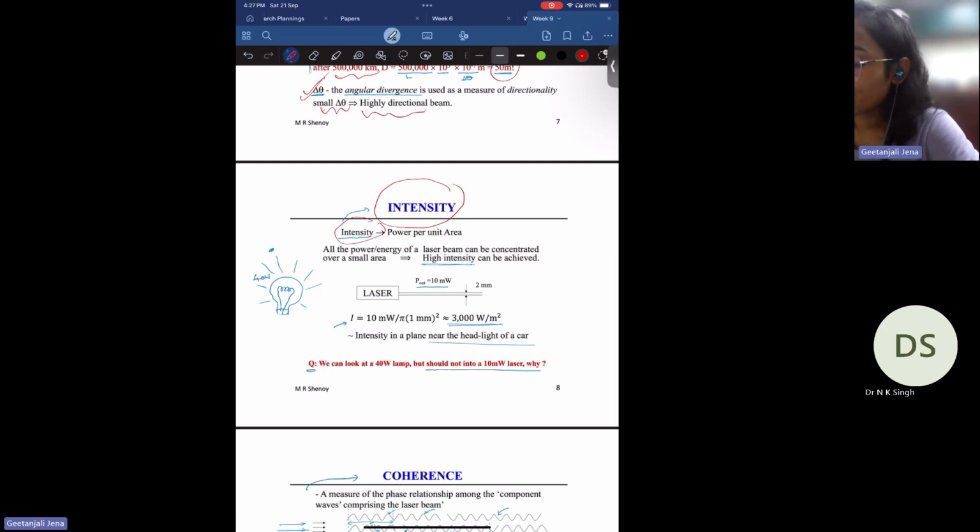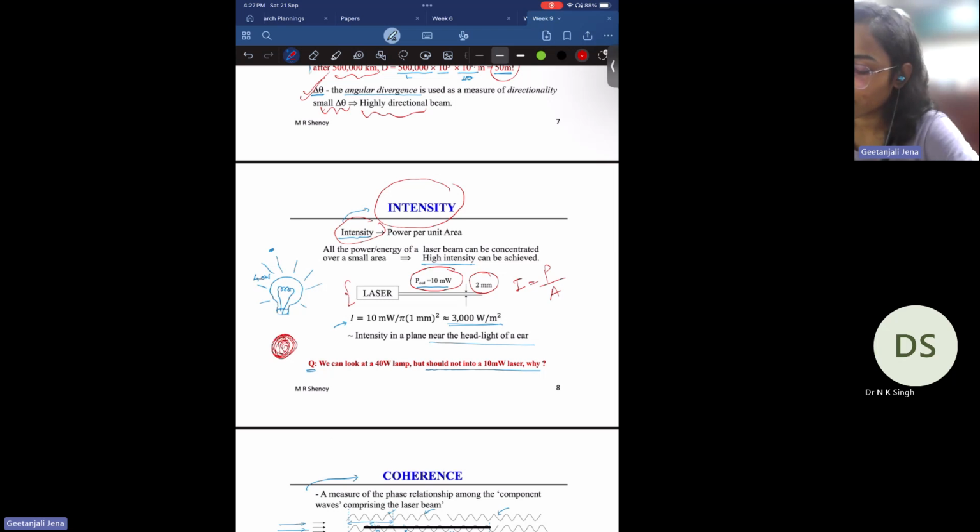Let us take a laser system. If the laser power output is 10 milliwatt and the beam diameter D is around 2 millimeter, then you can calculate the intensity, that is, power per unit area. And for a fundamental mode, the energy is concentrated.